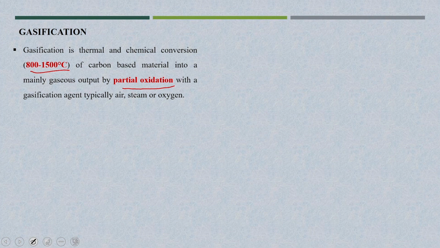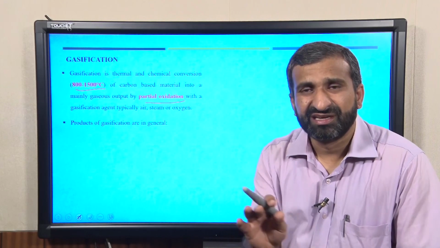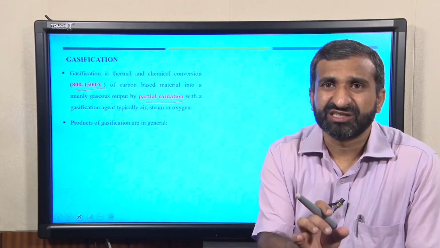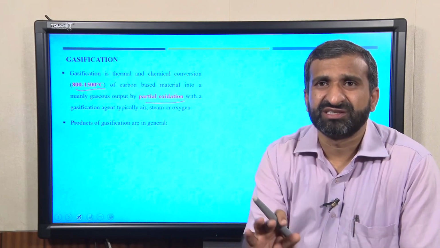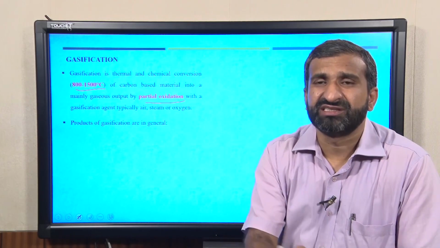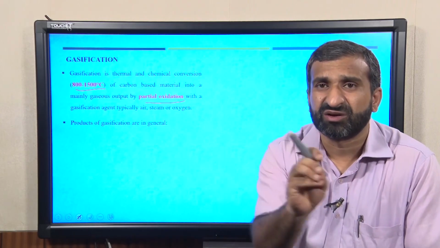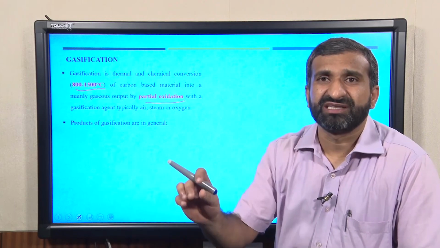Partial oxidation with a gasification agent, typically air, steam or oxygen. So, gasification is a partial oxidation. Now what is the difference between incineration and gasification? Incineration is a 100% oxidation, a complete oxidation or complete combustion of organic matter.